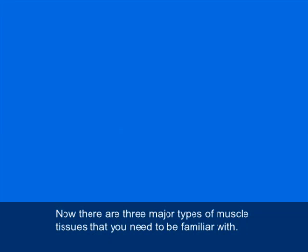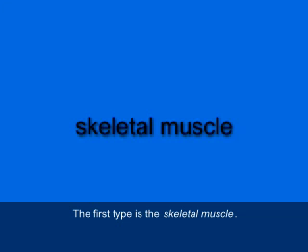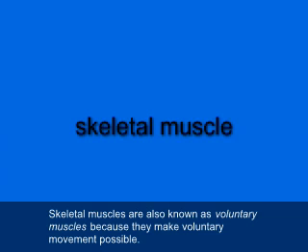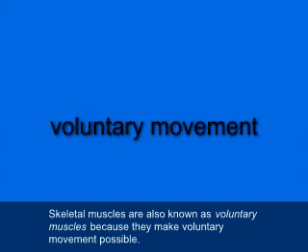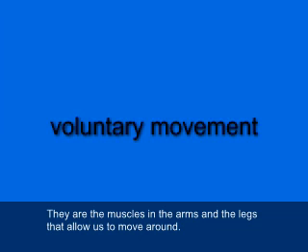Now, there are three major types of muscle tissues that you need to be familiar with. The first type is the skeletal muscle. Skeletal muscles are also known as voluntary muscles because they make voluntary movement possible. These are the muscles we most commonly think of when we think of muscles. They're the muscles in the arms and the legs that allow us to move around.